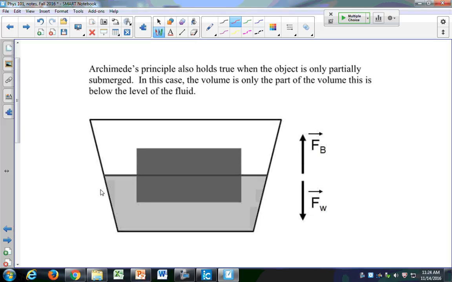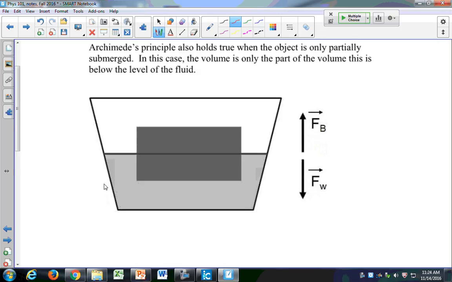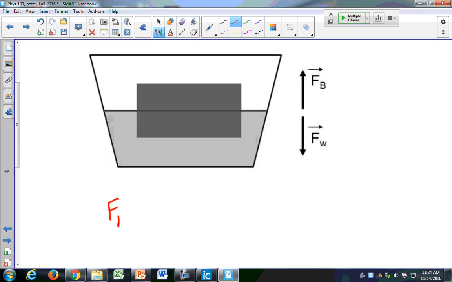This also holds if I have only partially submerged, but in this case, our buoyant force will equal the density of the fluid times the submerged volume of the object, times the acceleration due to gravity.